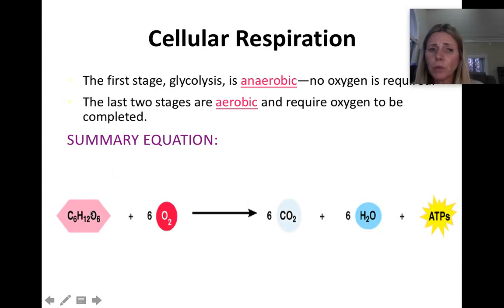All right, so this is a summary equation. We have our sugar plus our oxygen. That arrow means yield. And you should know that we need enzymes in order to do any chemical reaction, right? So we'll definitely talk a little bit about enzymes. The good thing is you don't have to memorize all the enzyme names.